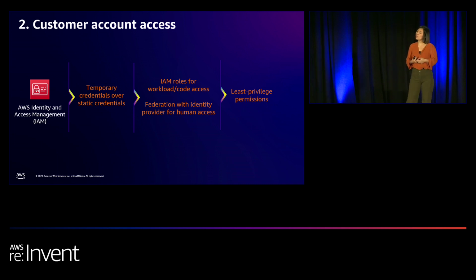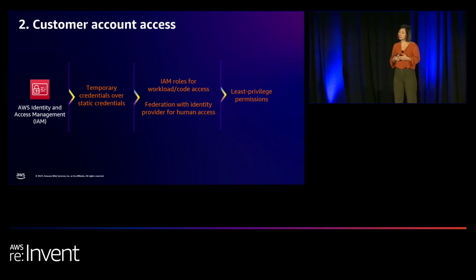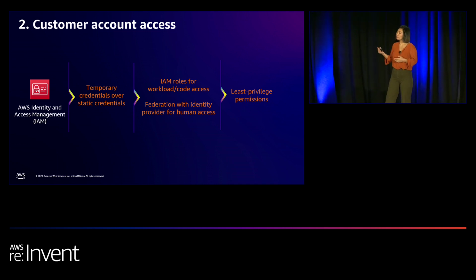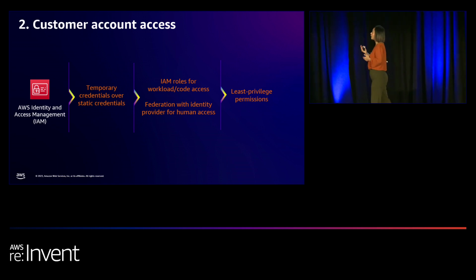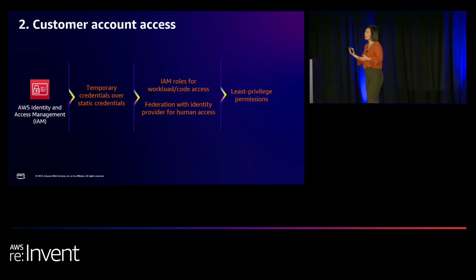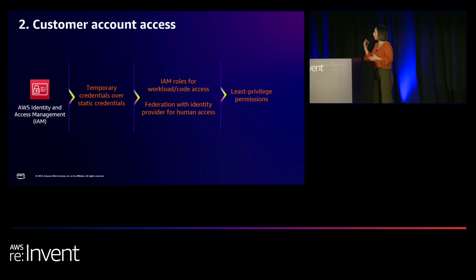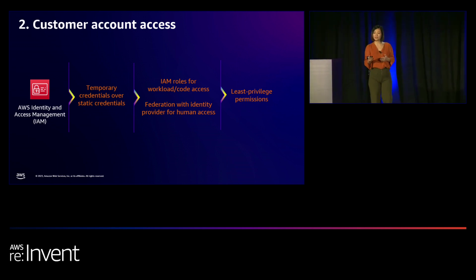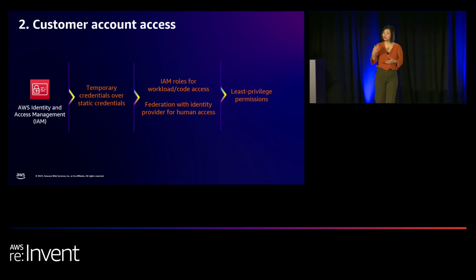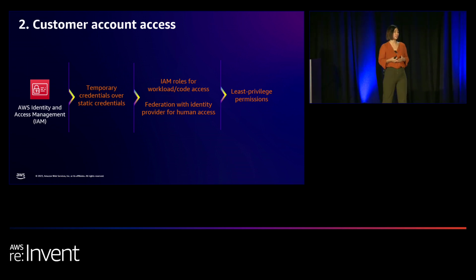For workload or code access, we recommend IAM roles. There are temporary credentials. For human access, we actually recommend you work with the customer for them to issue an identity to onboard your human consultants into their environment, assume roles, and then work in their AWS environment that way.